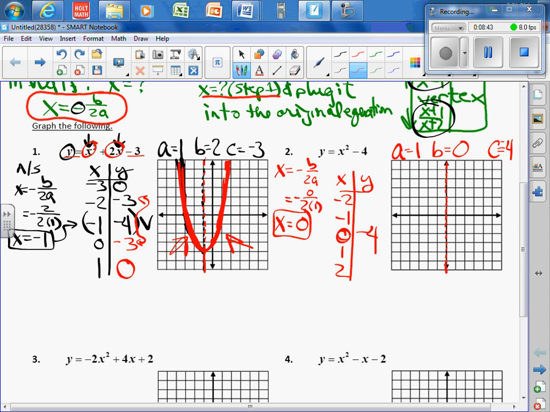Well, -2 squared is 4. 4 minus 4 is 0. -1 squared is 1. 1 minus 4 is -3. 1 squared, 1, minus 4, -3. 2 squared is 4, minus 4 is 0. So I'm going to go to -2, 0, -1, -3, 0, -4, 1, -3, and 2, 0.